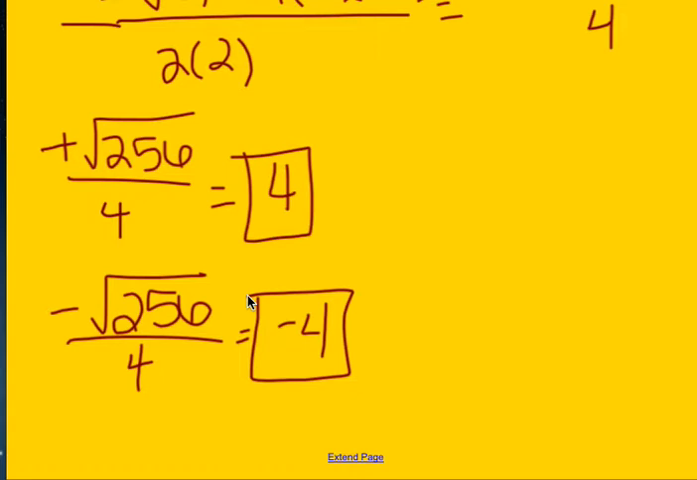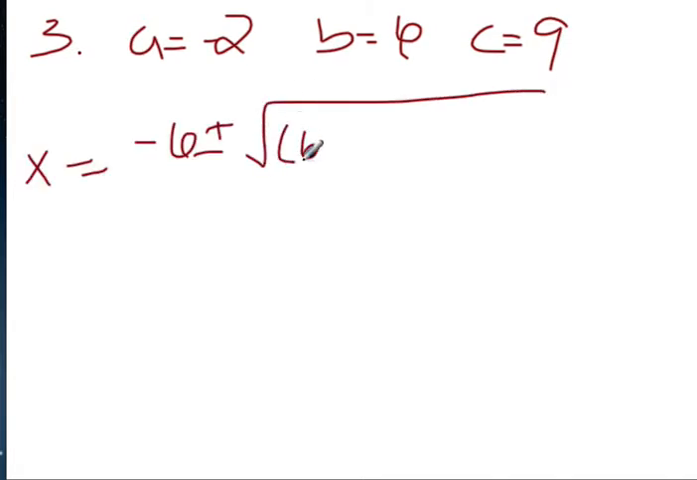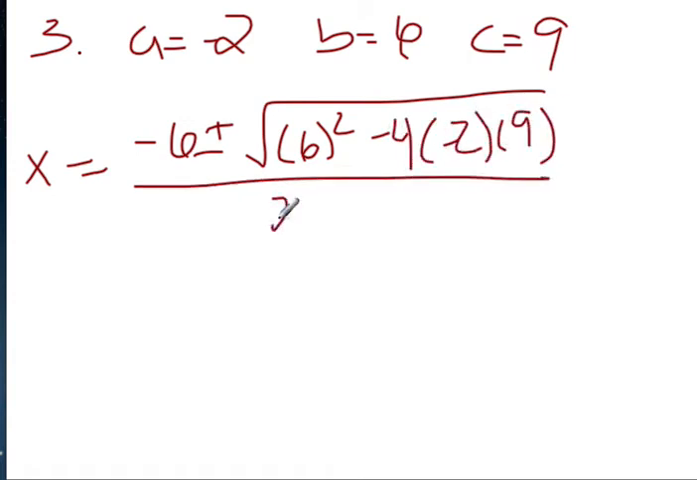So let's go ahead and take a look at number 3. And it's actually not on this smartboard, so I'm just going to write it out as we go here. So for number 3, our a is going to be a negative 2. Our b is a 6, and our c is a 9. So now I'm going to plug that into the quadratic formula. So I get opposite of b plus or minus the square root of b squared minus 4 times a times c, all of that over 2 times a.